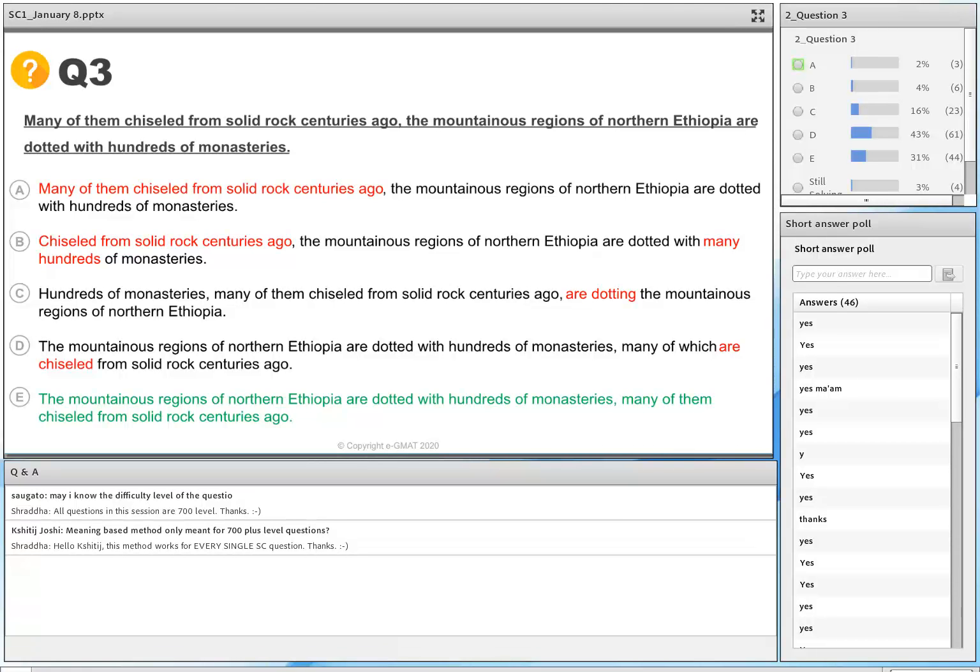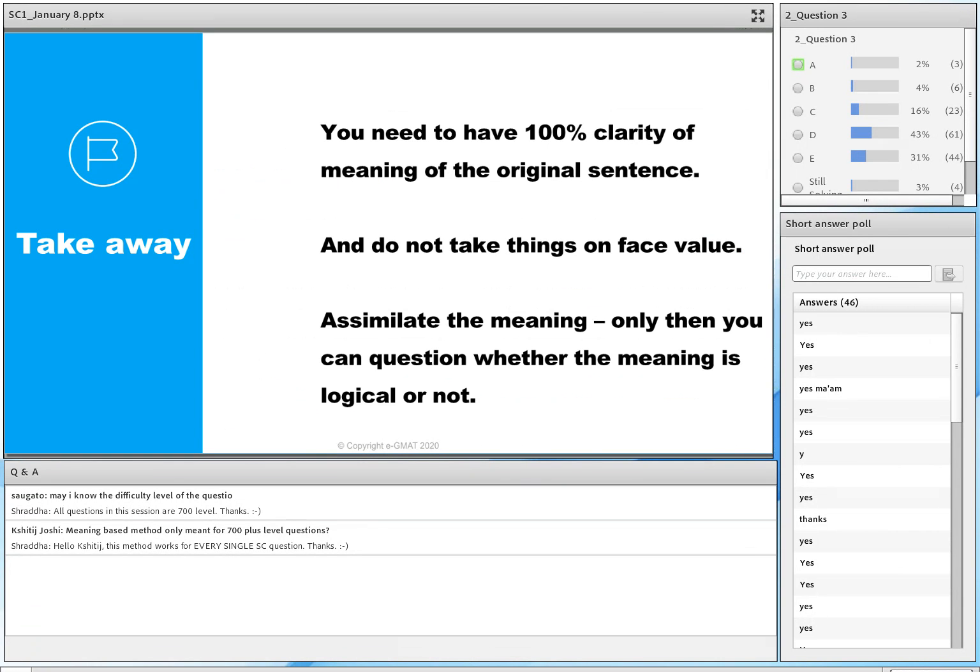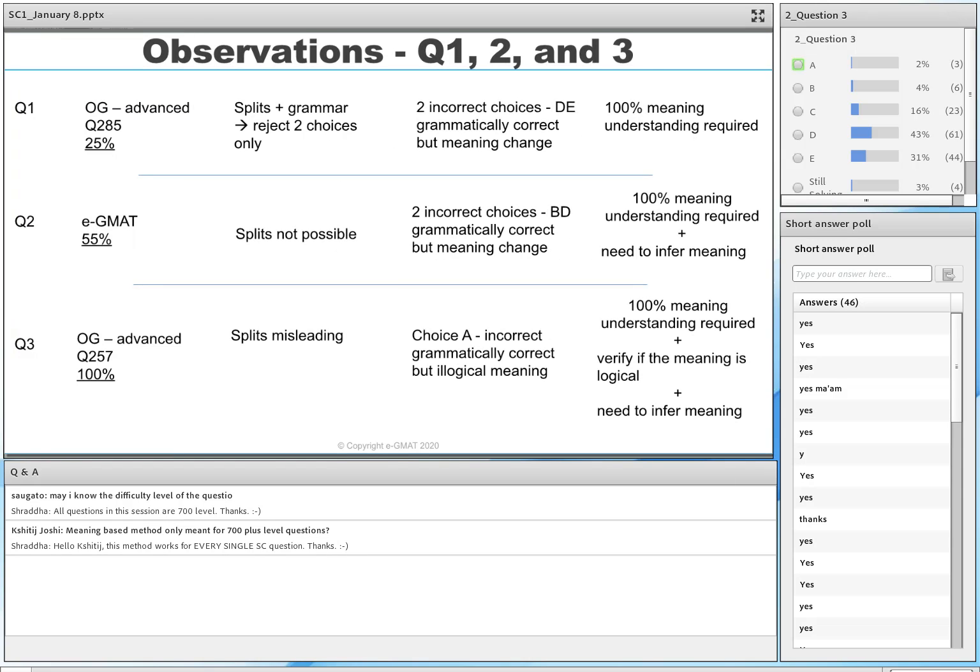Just a quick overview of question 3 that we solved. Choice E is the correct answer here. We needed 100% clarity, and only the clarity on the meaning or the logic of the sentence helped us solve the question correctly. Again, our underlined portion kept on increasing. Finally, with question 3, we came to a fully underlined sentence, but we did not change our approach at all. We still continued to stick to our meaning-based approach, and we were able to solve this question.